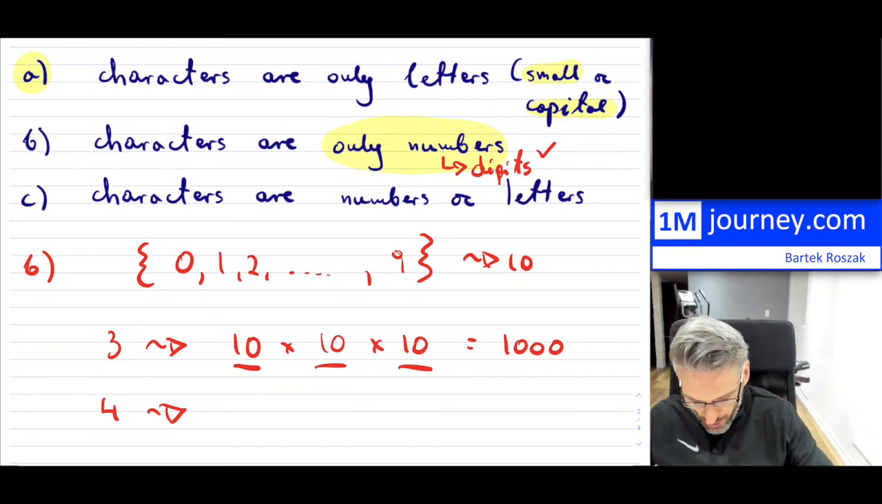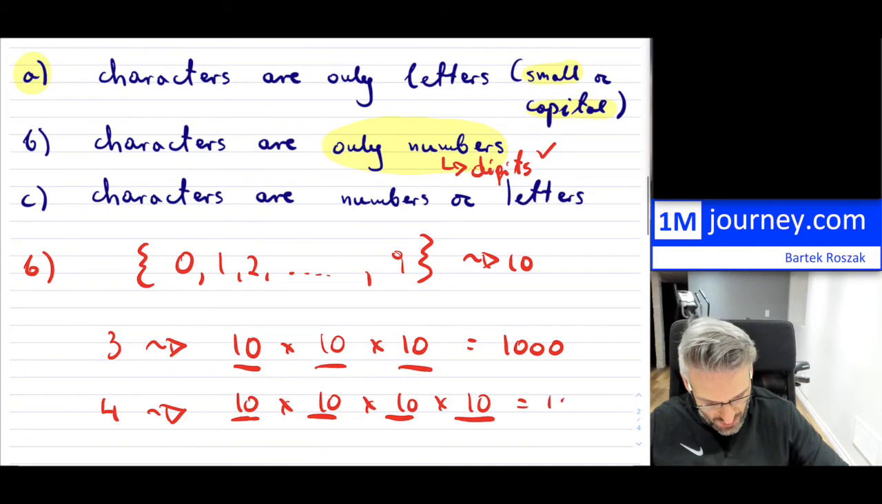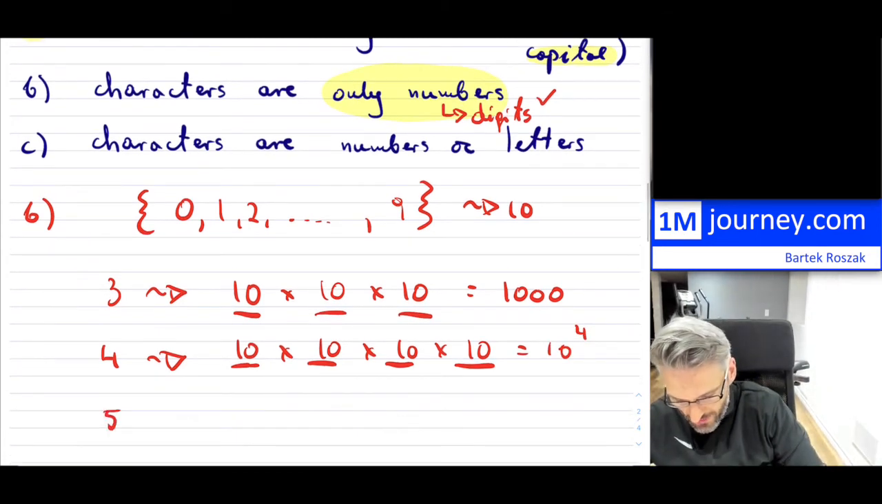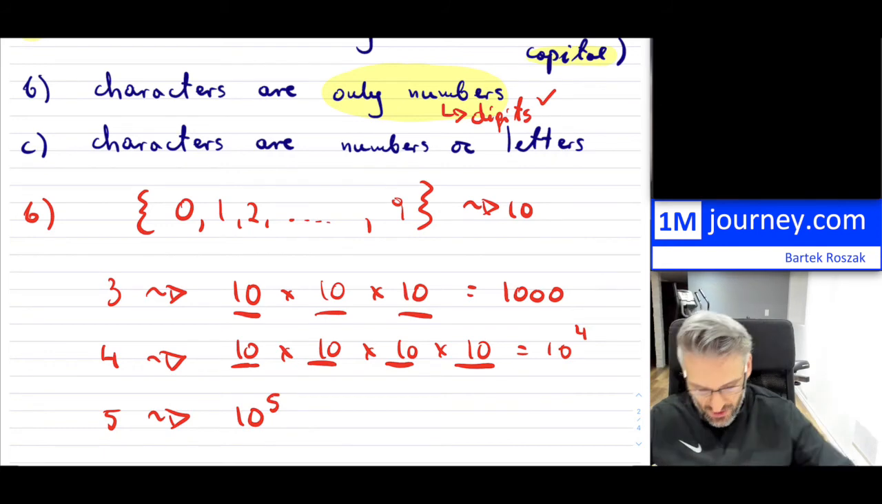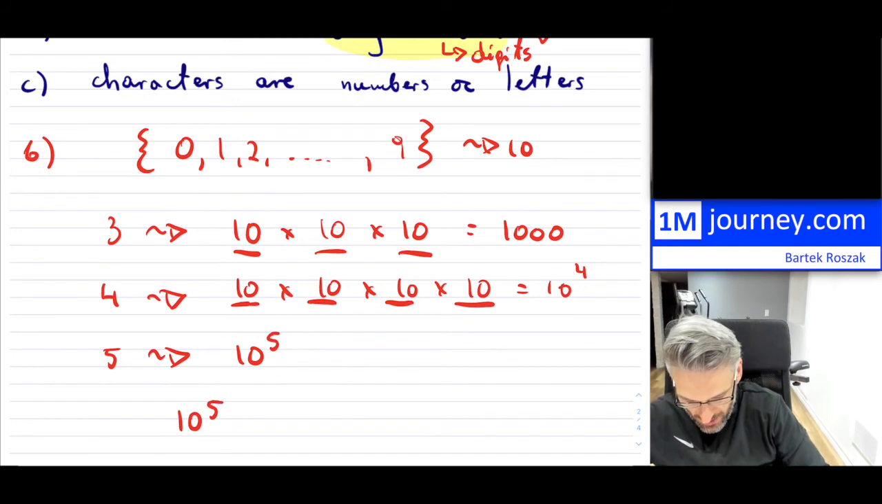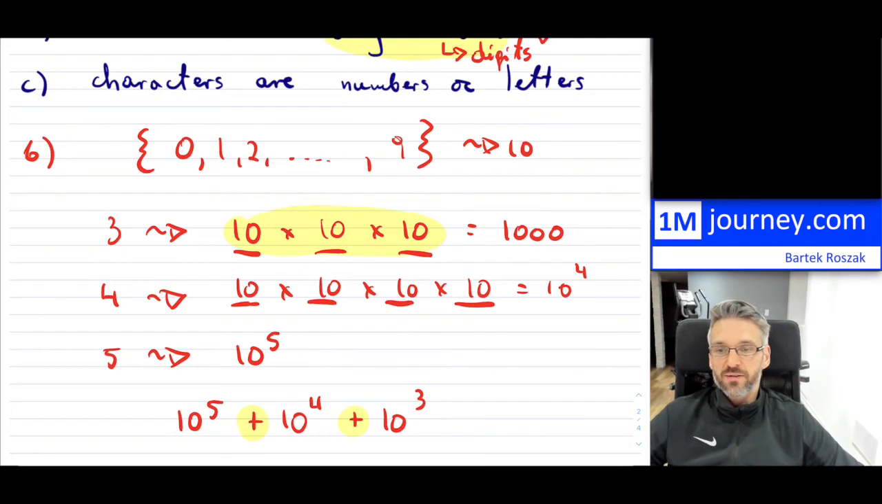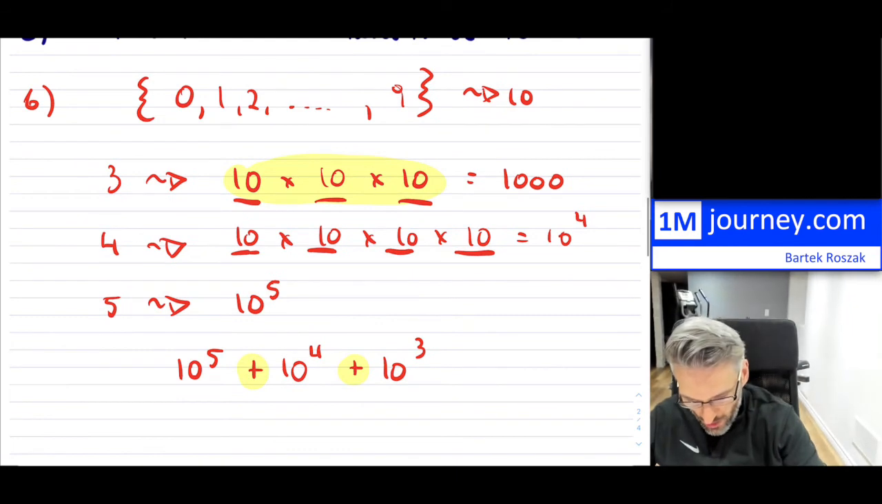Now, if we had 4, that would have been 1 possible choice, 2 possible choices, and all of them are 10. I'm going to start writing them in, so this is just 10 to the 4. And then for the 5, you get the gist, this is 10 to the 5. And now we've got to add all of them up. So this is 10 to the 5 plus 10 to the 4 plus 10 to the 3. That is the additive principle, but to compute each individual one, we use the multiplicative principle for counting.